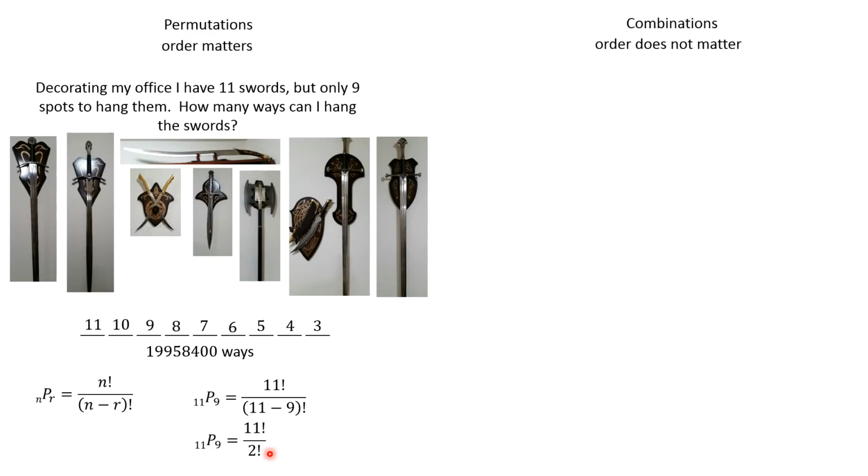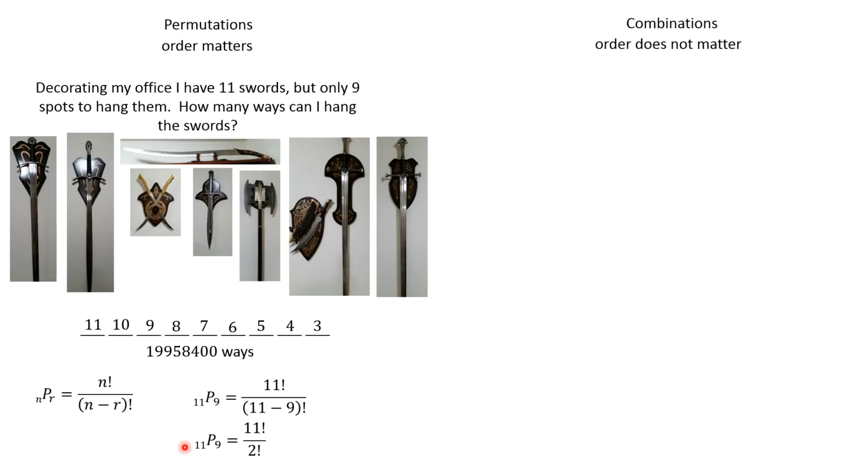11 minus 9 is just 2. So it's 11 factorial divided by 2 factorial. Well, 11 factorial is 11 times 10 times 9 times 8 times 7 times 6 times 5 times 4 times 3 times 2 times 1. And the 2 factorial is 2 times 1, so those two cancel, giving us 11 down to 3. And so this works perfectly with that.